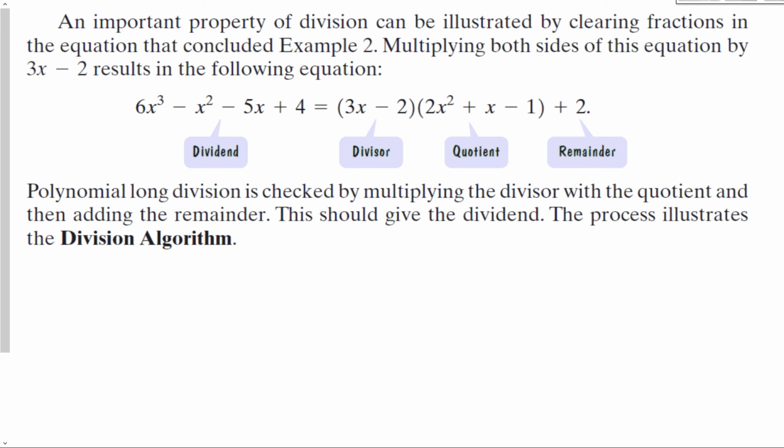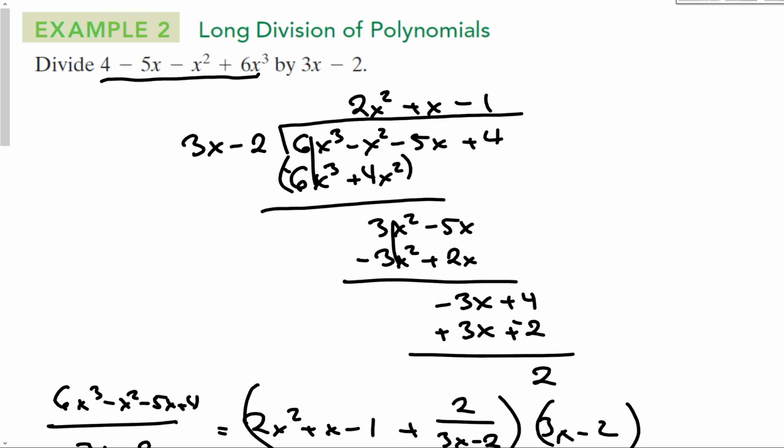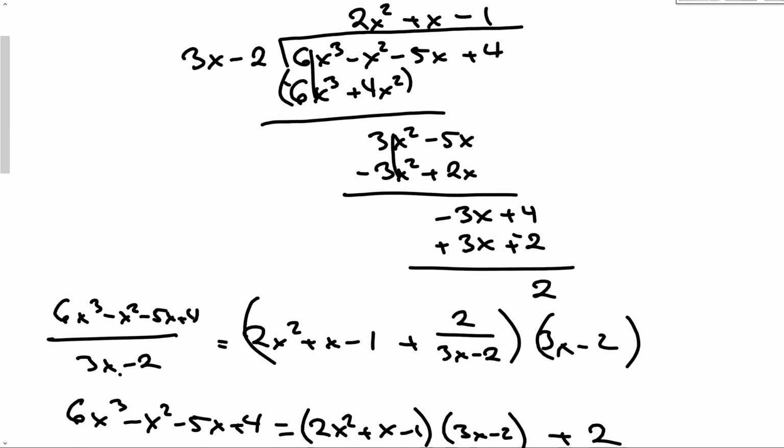So we talked about this before, that the divisor times the quotient plus the remainder is going to be my dividend, my original problem, just like we had in this first problem right up here.